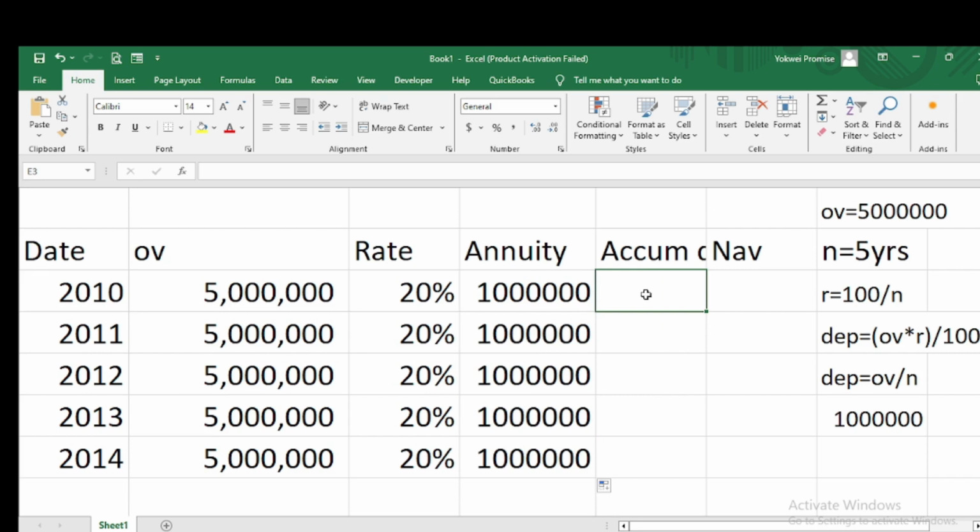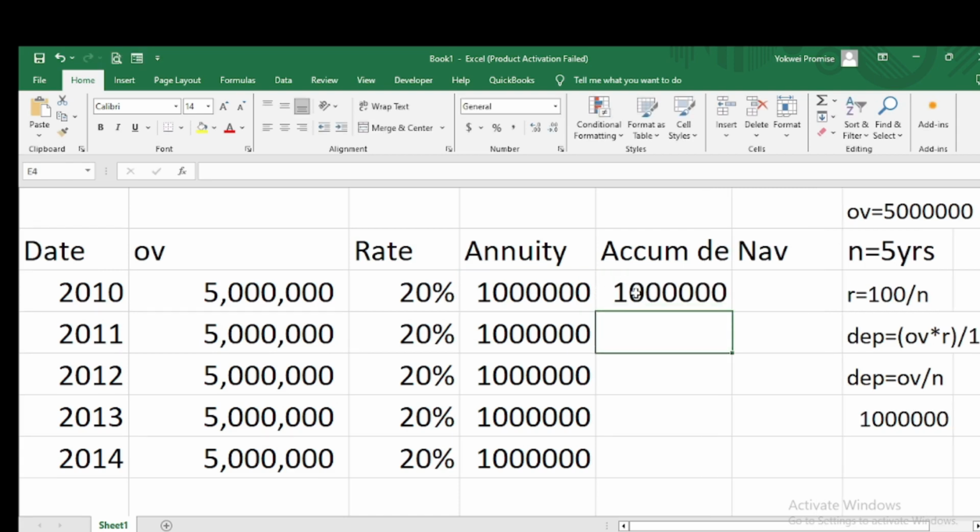So our accumulated depreciation, what are we going to do? This is the depreciation for this year, so it's going to be transferred here. For year 1, the depreciation is going to remain this 1 million, and then for year 2, the accumulated depreciation will be this plus this. Year 3 will be this plus what you will have here. Year 4 will be this plus what you will have here, and year 5 will be this plus what you will have here.